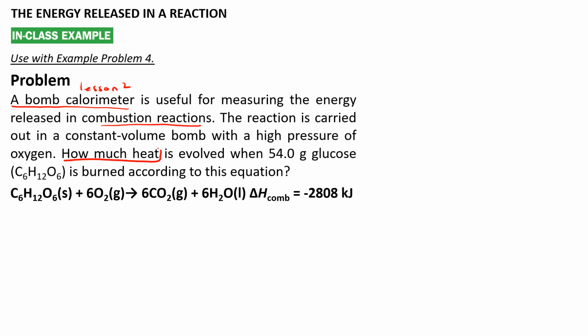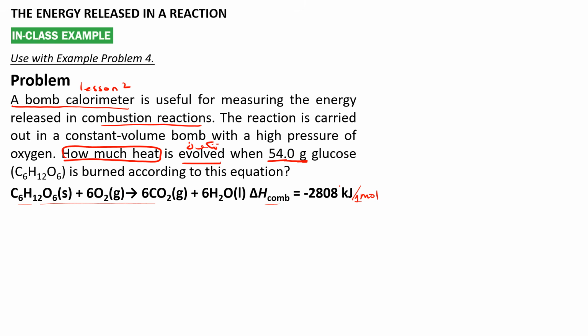How much heat is evolved, يعني تتكون, when 54 grams of glucose is burned according to this equation? So they are asking you if you burn 54 grams of glucose, how much energy will be produced. لو حرقنا 54 جرام من الجلوكوز كم كمية الطاقة الحرارية اللي بتتكون. And you know the equation, and you know delta H combustion. This is for 1 mole.